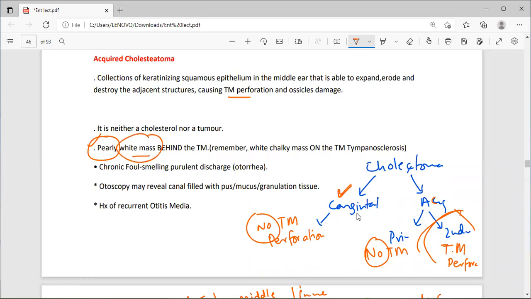Remember, the white chalky mass on the tympanic membrane is tympanosclerosis. That is a white chalky mass. So it is like a candidiasis of the tympanic membrane. You remember the candidiasis on the tongue. Now this is a candidiasis on the tympanic membrane, which can be called tympanosclerosis. Okay, but this is different. This is a pearly white mass behind the tympanic membrane, and it is very pearly. It is not a chalky mass, not like cheese spreading on bread.